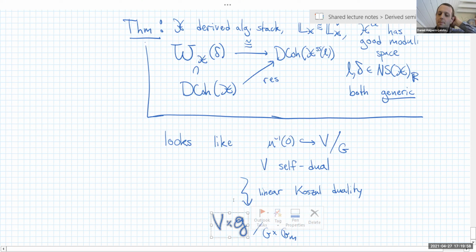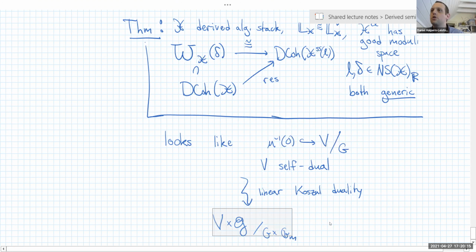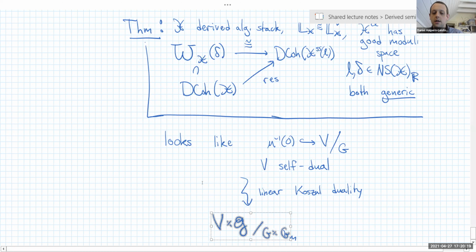You can have additional semi-stable points in V times G whose underlying point in V is not semi-stable. But that doesn't happen in this co-moment map situation. You use the co-moment map to sort of deal with some of the subtleties about studying semi-stability, comparing semi-stability on this side of Koszul duality and semi-stability on this side of Koszul duality. So that's why it's restricted to the self-dual thing.